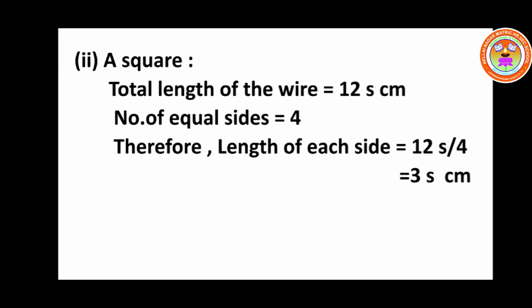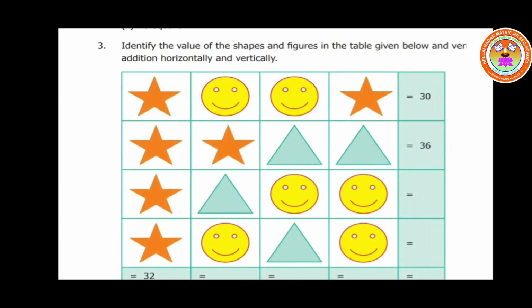Subdivision 2. A square. What is a square? Opposite sides are equal. That is, all the 4 sides are equal in square. So how many sides it has? 4 sides. So total length of the wire is equal to 12 centimeter. Number of equal sides in the square is 4. So therefore length of each side is equal to 12 divided by 4. So which is equal to 3 centimeter. Now problem number 3.